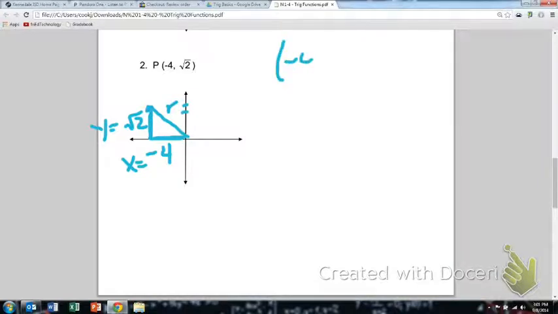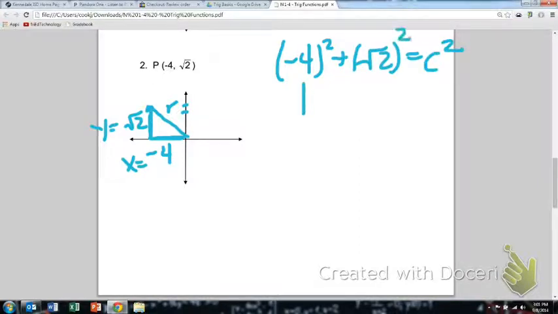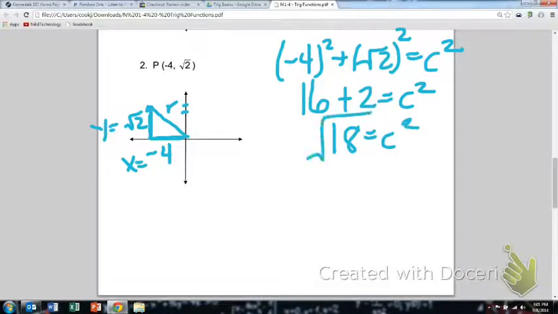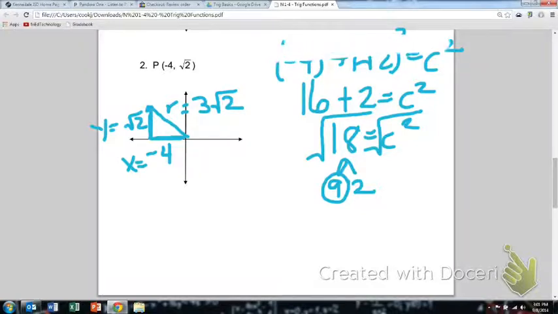So we're going to do a squared plus b squared equals c squared. So 16 plus 2, which would be 18. So we do the square root of 18, which 18 doesn't have a square root, but if you break 18 down, it's 9 times 2, and 9 has a square root. So this would be 3 square root of 2. The square root of 9 is 3, and then there's a 2 left over. So once you have x, y, and r, you can find all of your trig ratios.